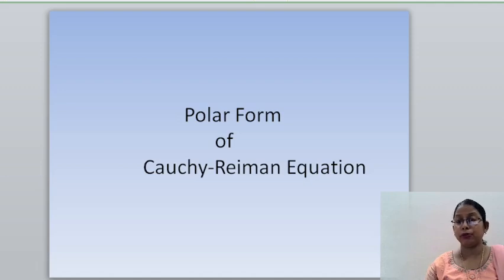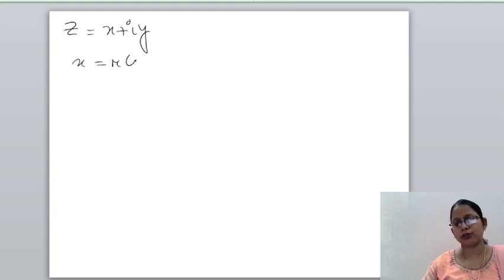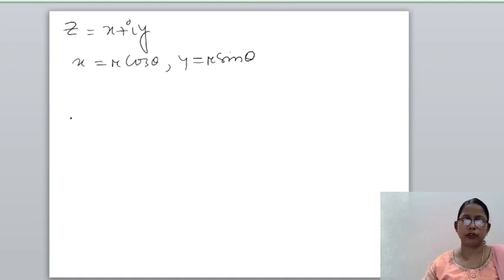Today we are going to discuss the Cauchy-Riemann equations in polar form. A complex number z is given by x plus iy. The relations between Cartesian coordinates and polar coordinates are given by x equal to r cos theta, y equal to r sin theta. We have already discussed this in the polar representation of complex numbers.